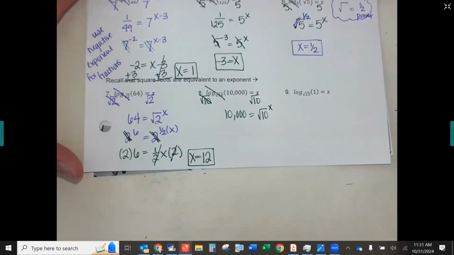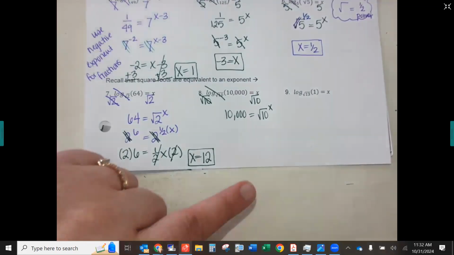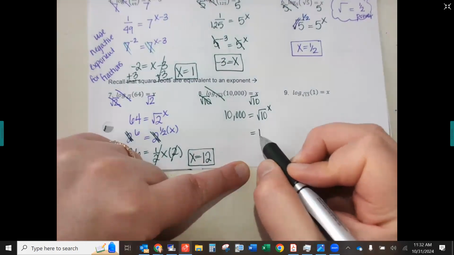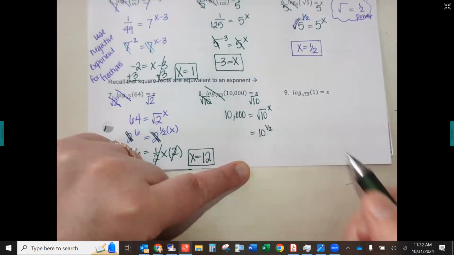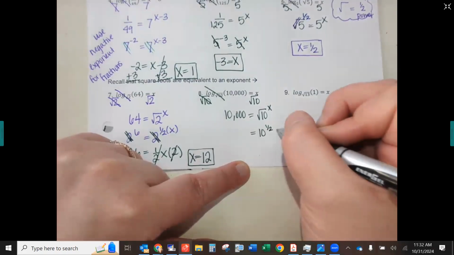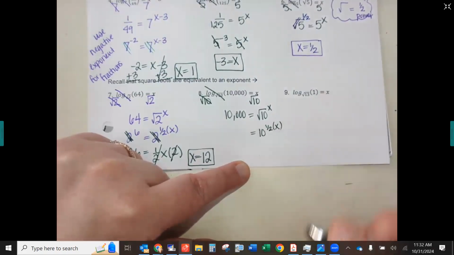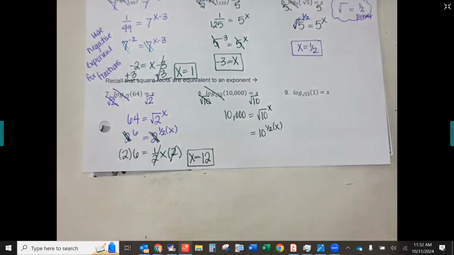How did we get 10,000? That was already in the question. Yep. Okay, then from here, a square root is the same as what power? 1/2. So I'm gonna turn my square root 10 into 10 to the half, my x just chills. Okay, and then 10,000, you're gonna have to use your chart to convert that. It is 10 to the 4, very good.